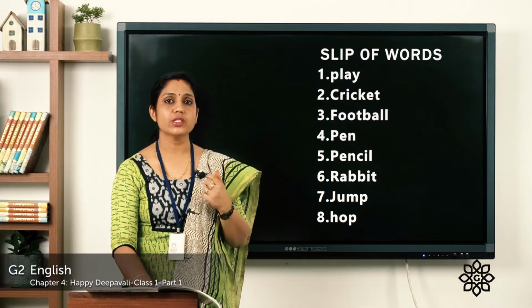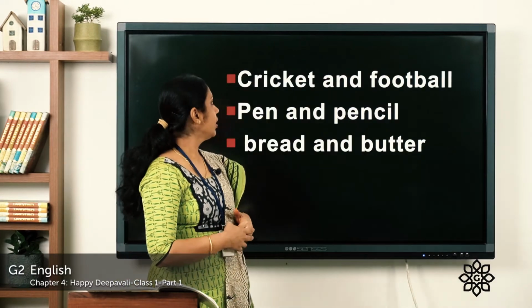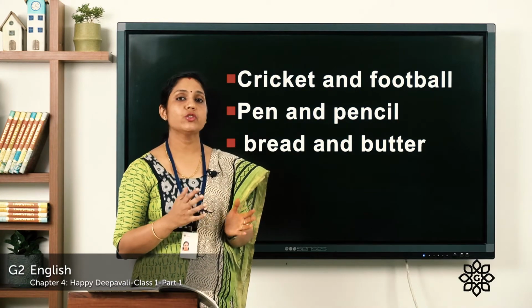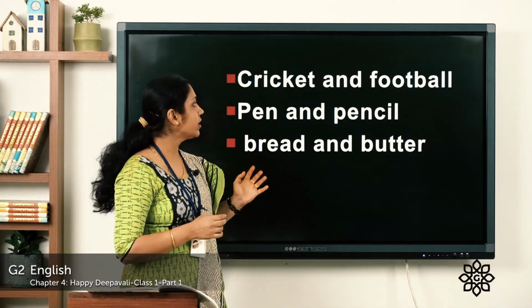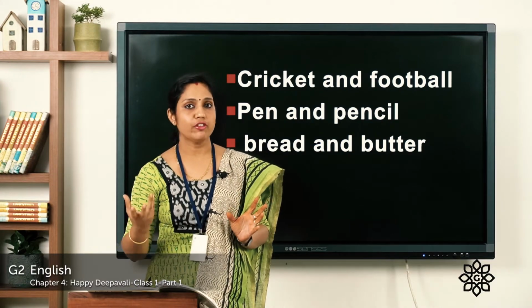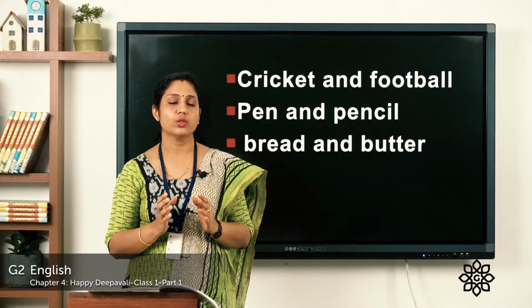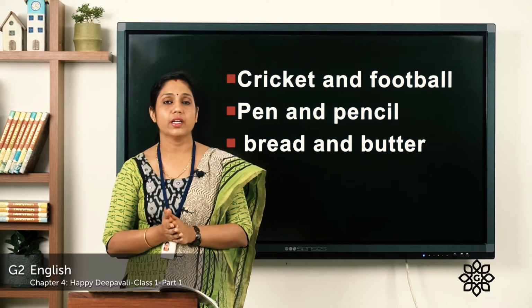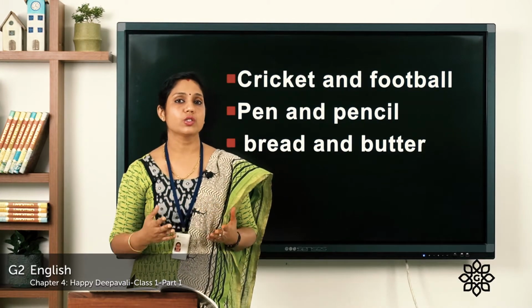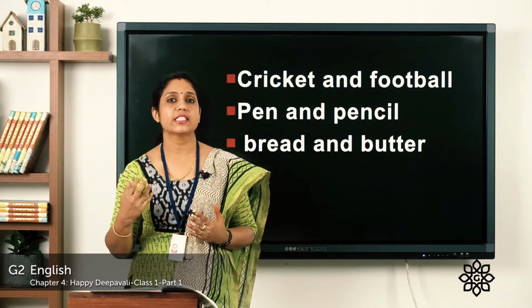So when do we use 'and'? Here you can see that I have written already cricket, football. Now I have joined 2 words, cricket and football. So I have joined cricket and football using the word 'and'. So we can say that 'and' and 'but' are joining words. They are used to join 2 words, or also they are used to join 2 sentences.